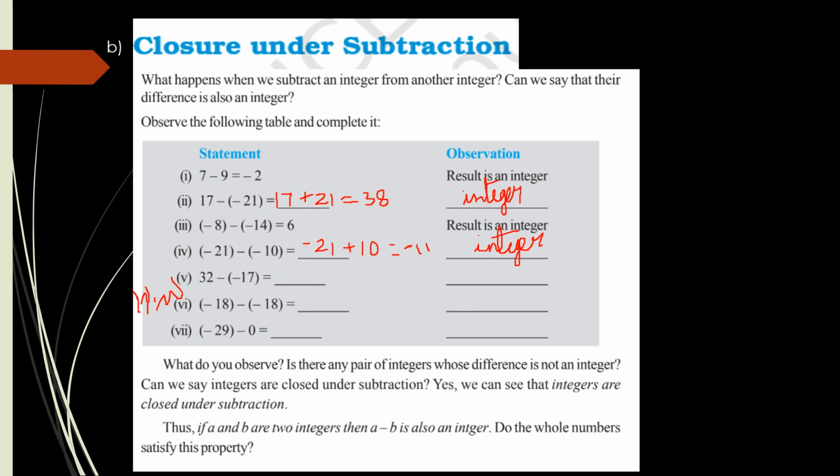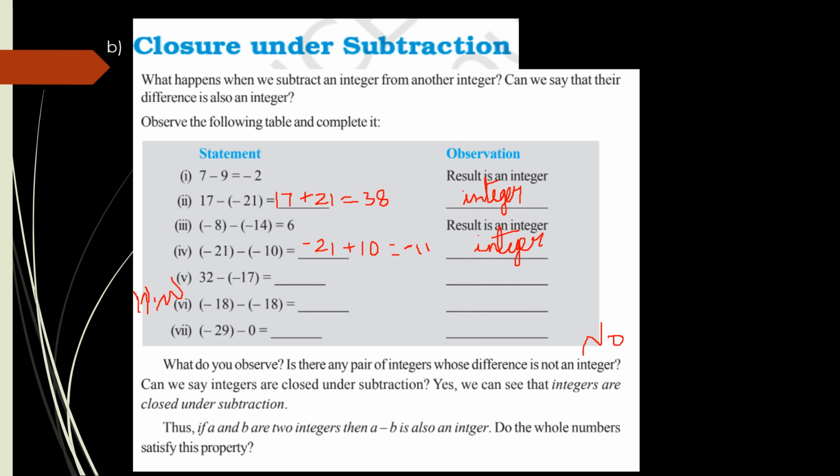Now read the sentence here. What do you observe here? Is there any pair of integers whose difference is not an integer? Can you say any answers are not an integer? No, right? So just write here, no. So the answer is no.